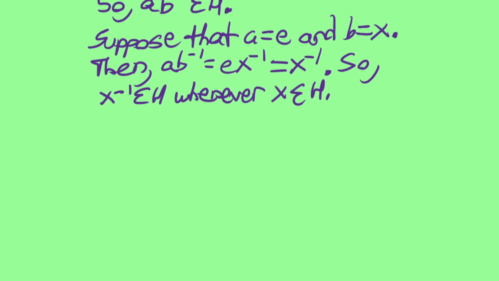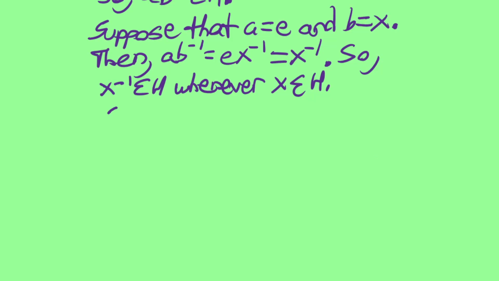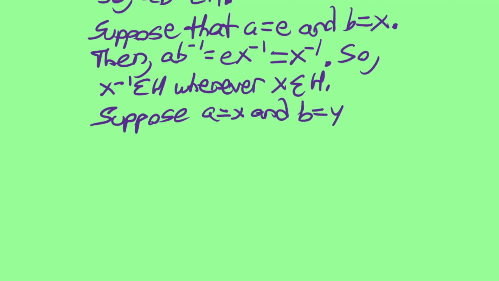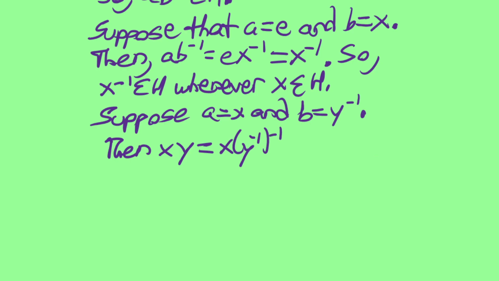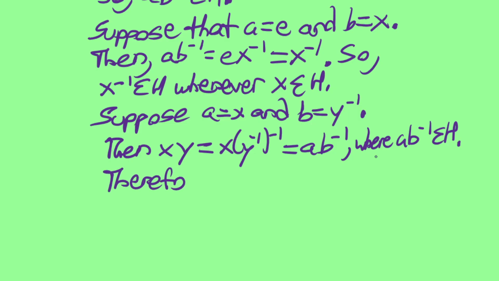And now the last thing to look at in this proof is, let's suppose A equals X and B equals the inverse of Y. So then XY equals X times the inverse of Y inverse, which equals AB inverse, where AB inverse is an element of H. So therefore, H is a subgroup of G.